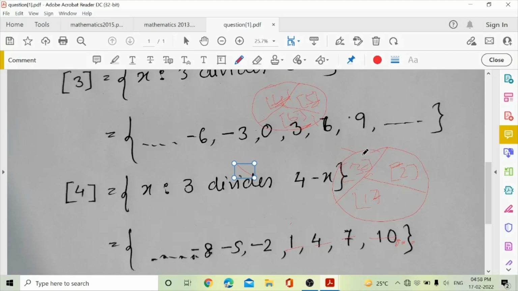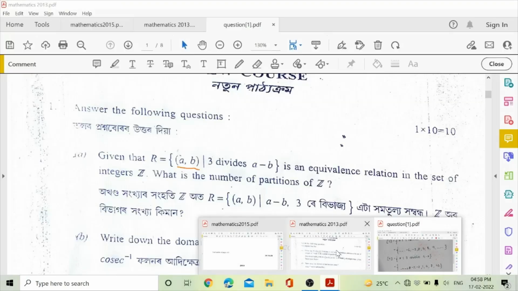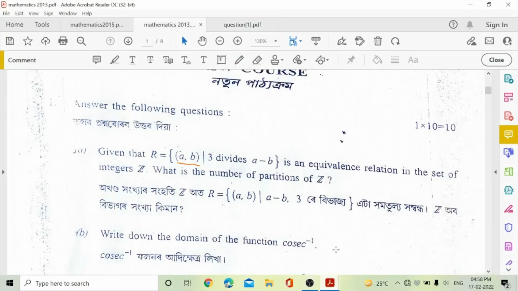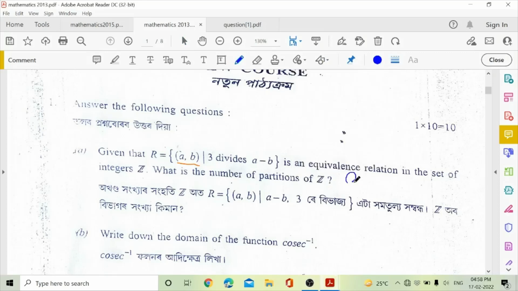Got it? So how many equivalence classes do you have? 3, and exactly the number of disjoint equivalence classes is known as partition. So how many partitions do we have in this case? We have exactly 3 different partitions. So what is the answer then? In this case, the answer is 3. We have 3 partitions.